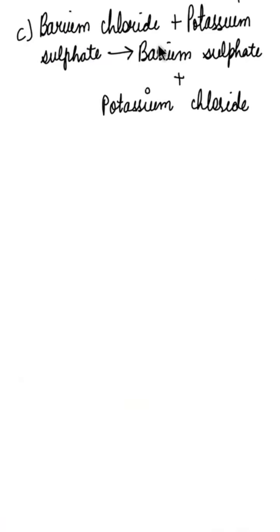The next part is barium chloride plus potassium sulphate. Now let's see how we are going to make the formula for barium chloride. The symbol for barium is Ba, so we'll write Ba here, and for chlorine it is Cl. Valency of barium is 2 and chlorine is 1. The formula which we have made here is BaCl2, barium chloride, and it is in solid state.